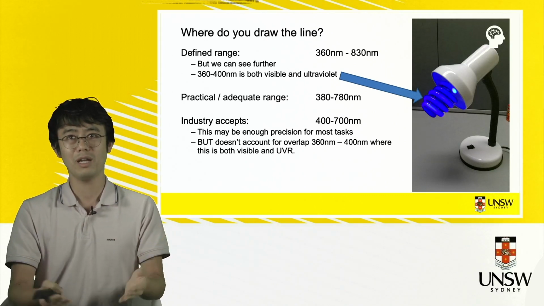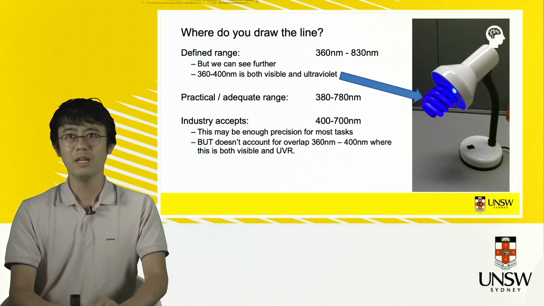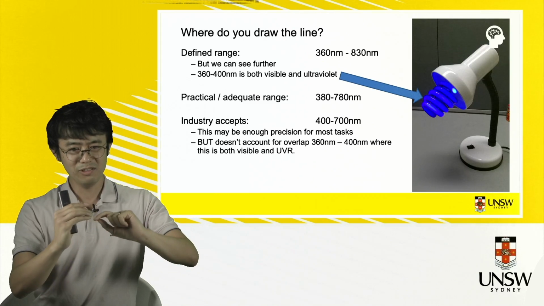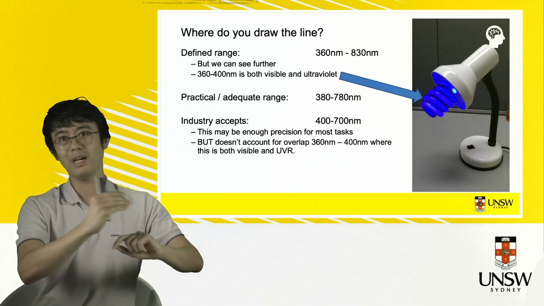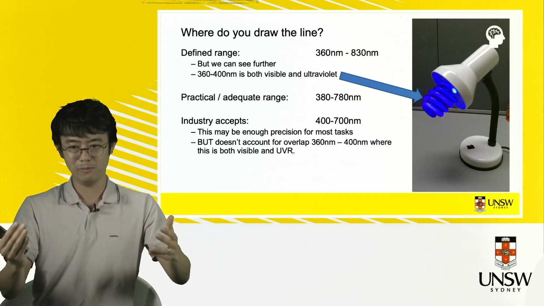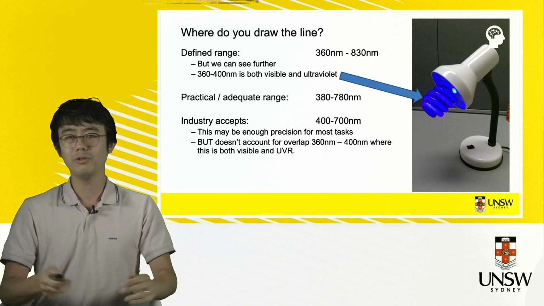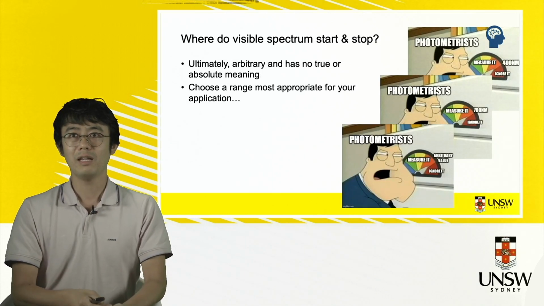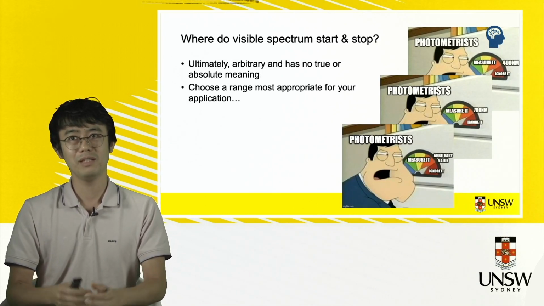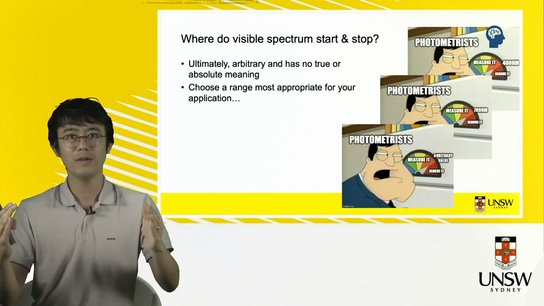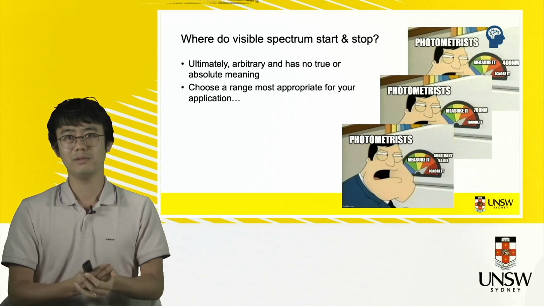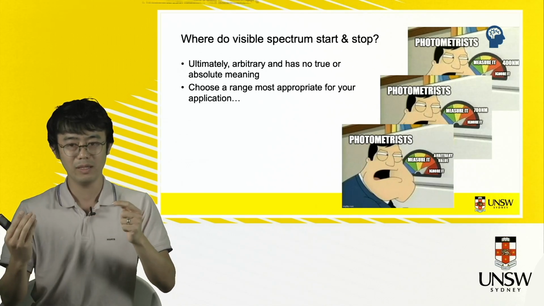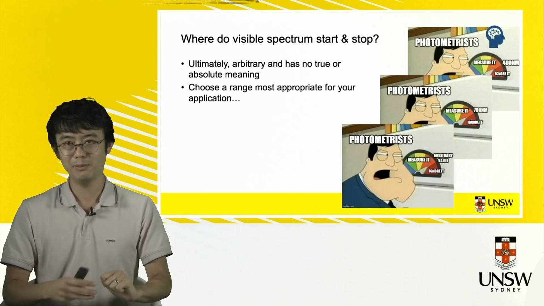So where do you draw the line, and why do you draw a line somewhere? It's not like your eyes can see down to 400 nanometers, and as soon as you get to 399 nanometers you can't see it. It doesn't work like that. It's a spectrum. So where, how, and why do you draw this line? Well, it depends. It's ultimately arbitrary and has no true absolute meaning. We usually just choose a cutoff according to our purpose. That's what you want to remember. If it's relevant, for your assignment for instance, we will specify it.